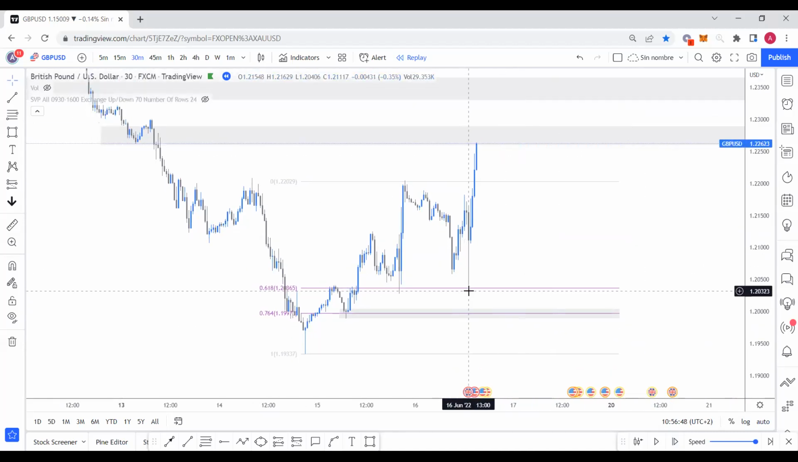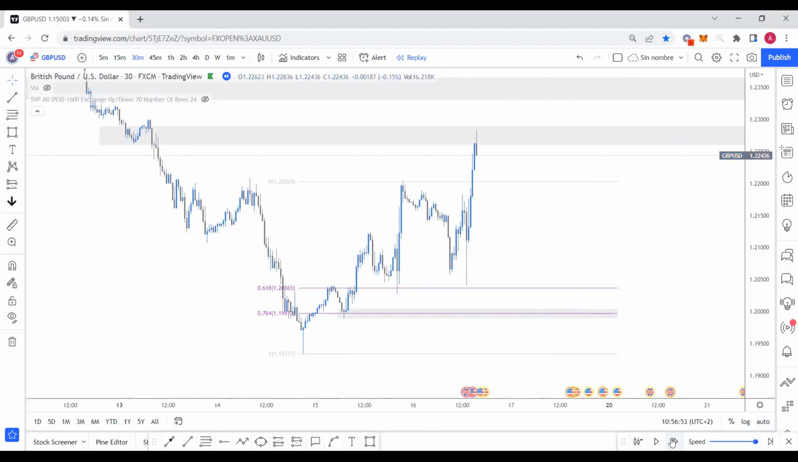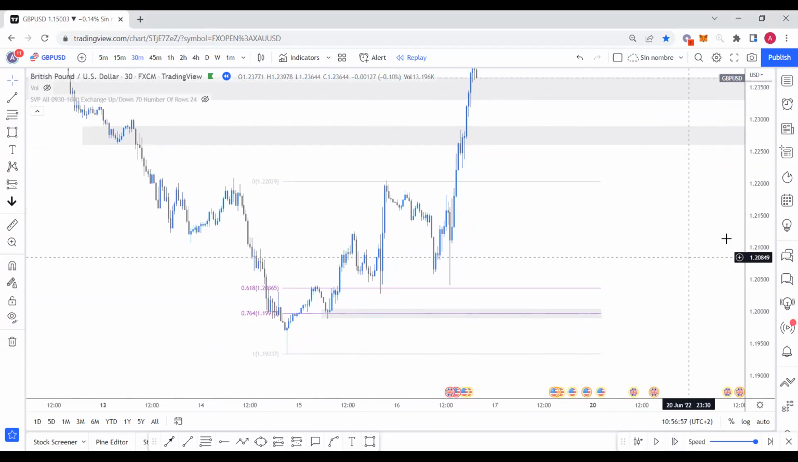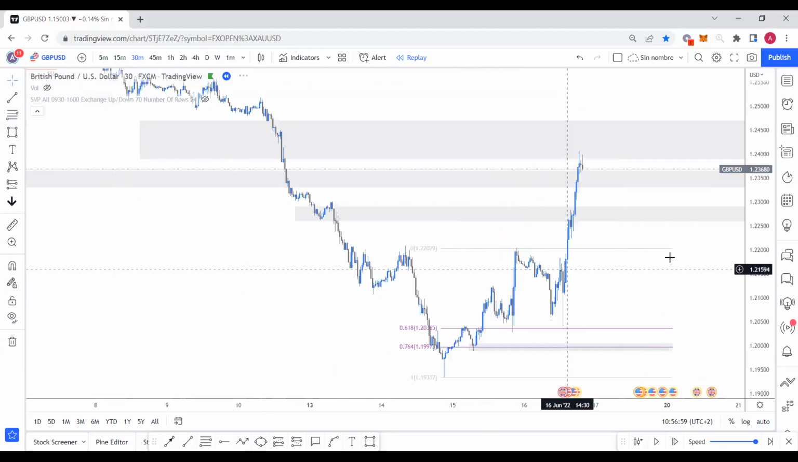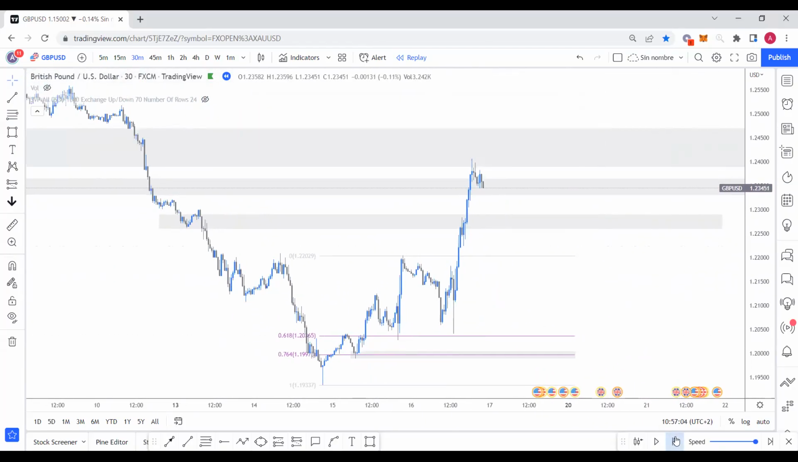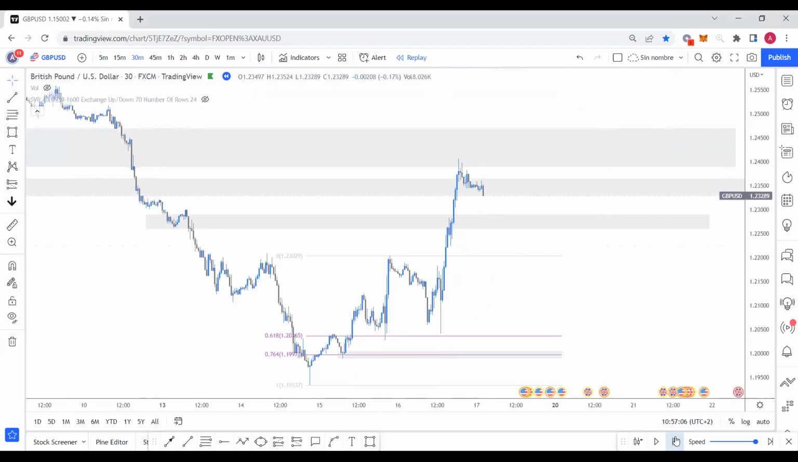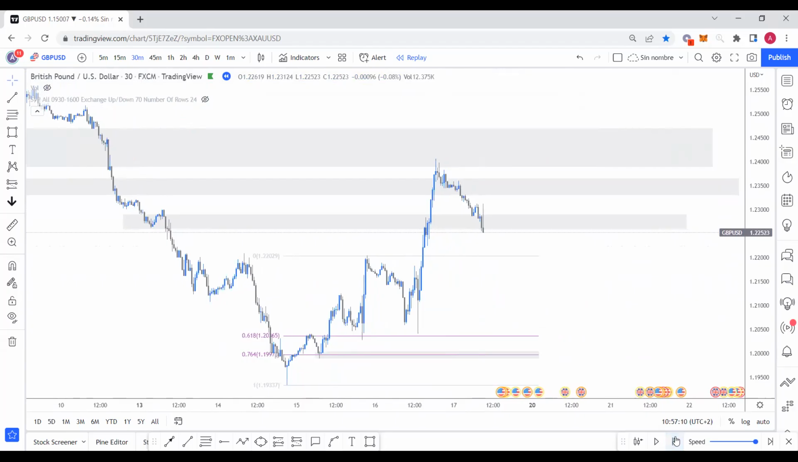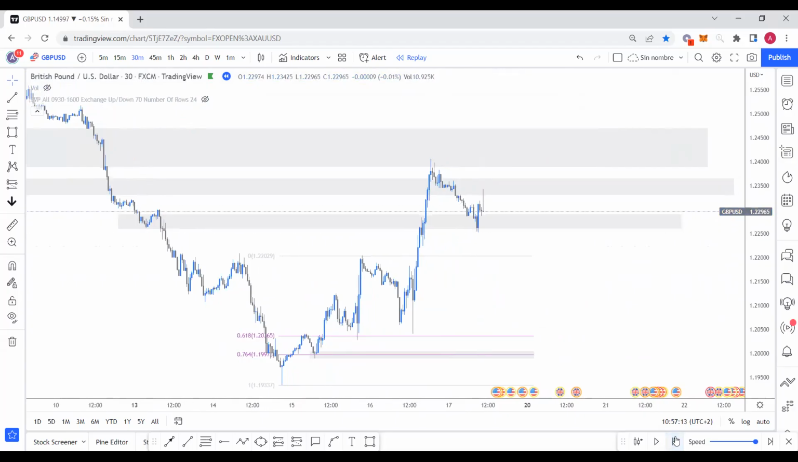What time was it? London session, now it's New York session. Now price is taking out this liquidity. And then just price flies and fills all of the imbalances. Yeah, but just look at how price reacts to the zone. Just look at the reaction of price to the zone.